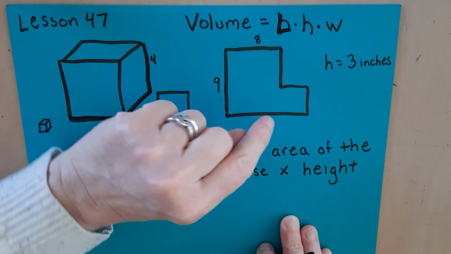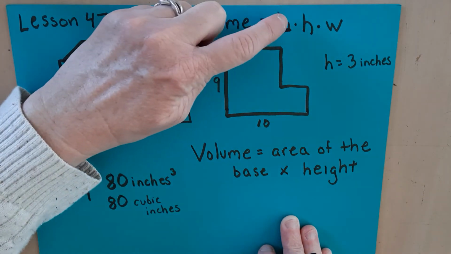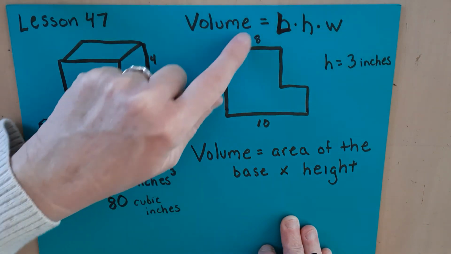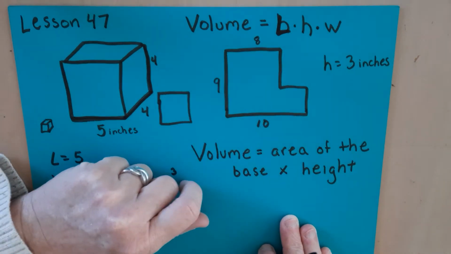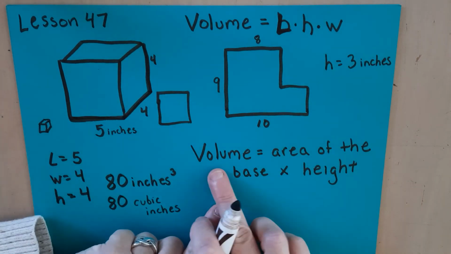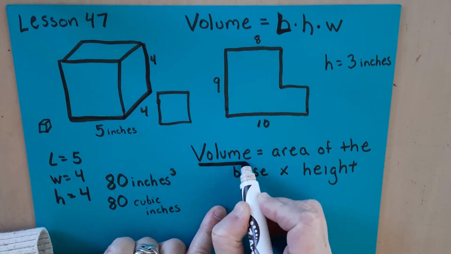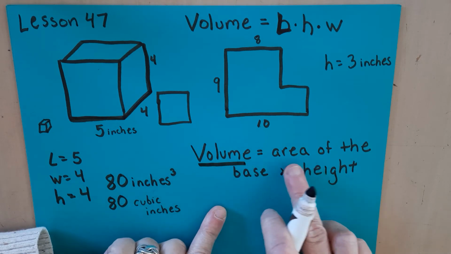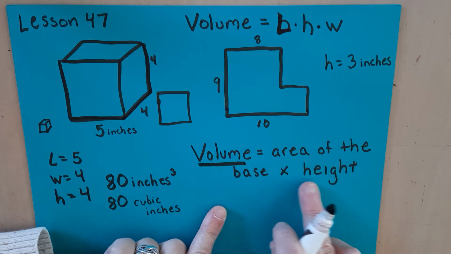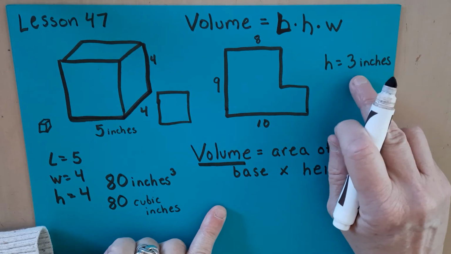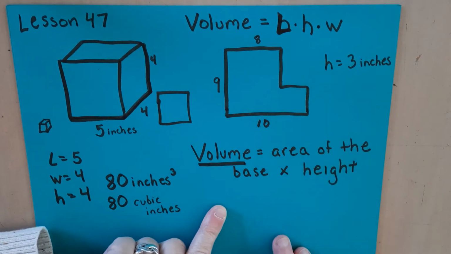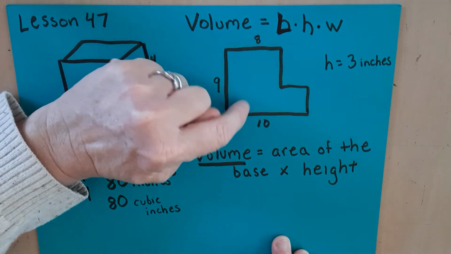So the way we would do that then, we couldn't just simply use length times height times width because we have too many variables here. So instead we're going to use this formula for the volume, and we're going to say that the volume equals the area of the base times the height. The height is easy, we know that it's 3 inches. But first we have to find the area of this base.